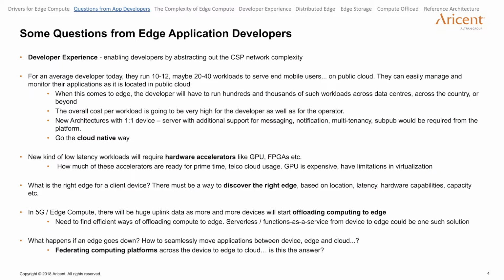So there must be a way to discover the right edge, or you must be able to provide a seamless experience to the end user based on location, latency, maybe hardware capabilities that the application requires, capacity of the edge compute in question, and maybe all of the above. So that's the other problem that perhaps we need to solve as a community.